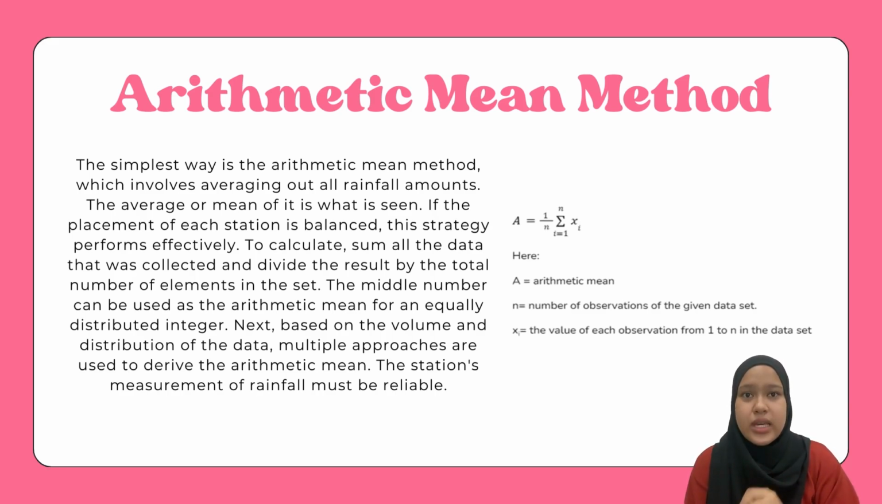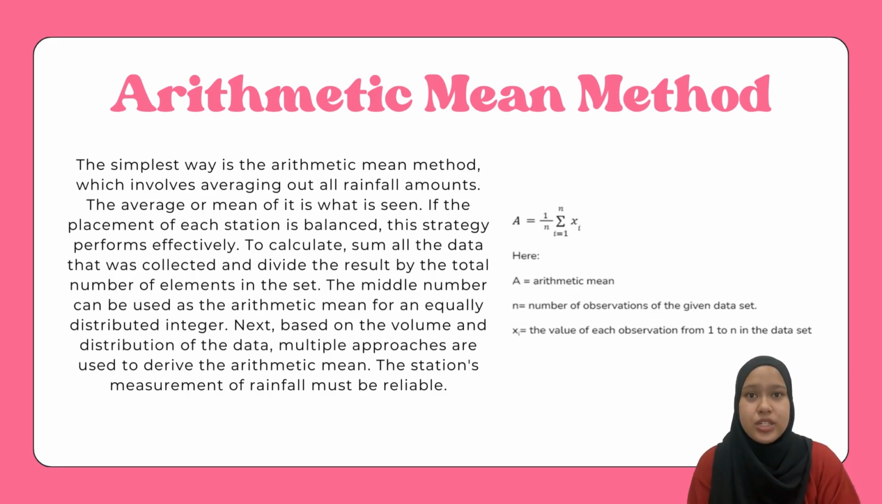If the placement of each station is balanced, this strategy performs effectively. To calculate, sum all the data that was collected and divide the result by the total number of elements in the set. The middle number can be used as the arithmetic mean for an equally distributed integer. Next, based on the volume and distribution of the data, multiple approaches are used to derive the arithmetic mean.